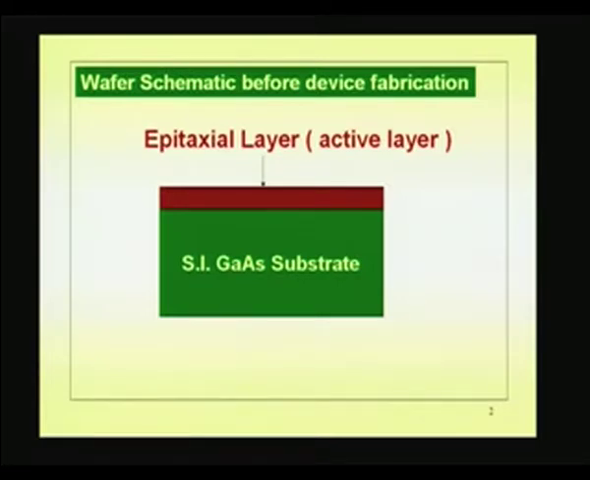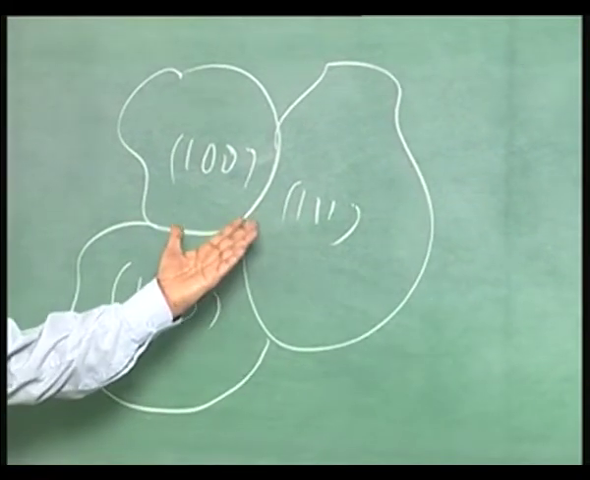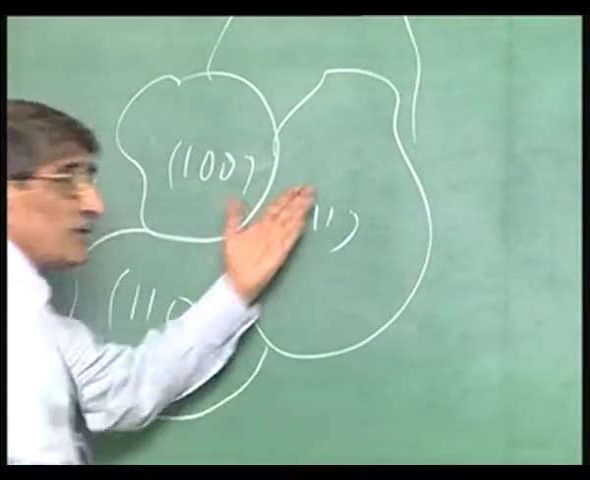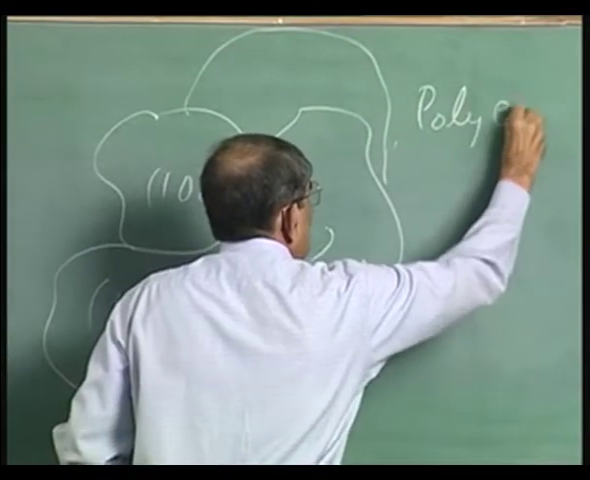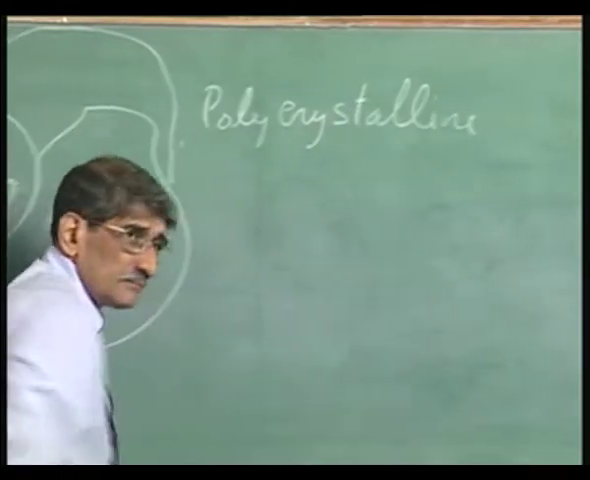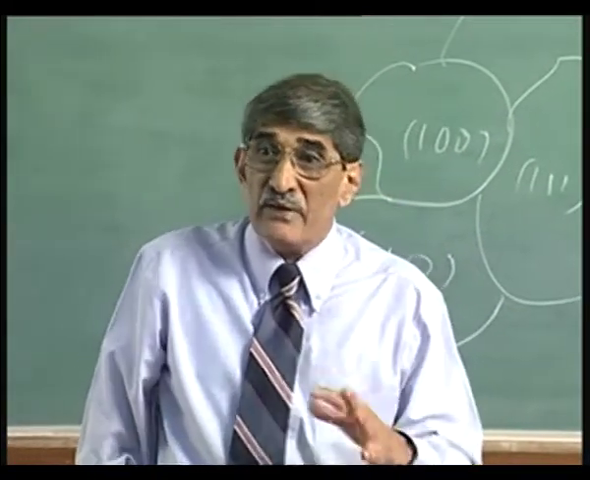Each region has, if you want to see that, one region may be 100 orientation. You will have another region here which is 111 orientation. You will have another region here, 110 orientation. I am just arbitrarily putting, it can be 211, 220, whatever. So, you will have all these things coming up, that is polycrystalline. We are not looking for polycrystalline material here, but in silicon technology you hear about polycrystalline material very often.